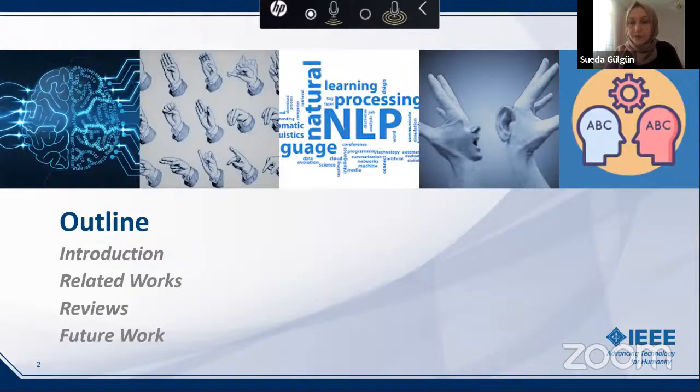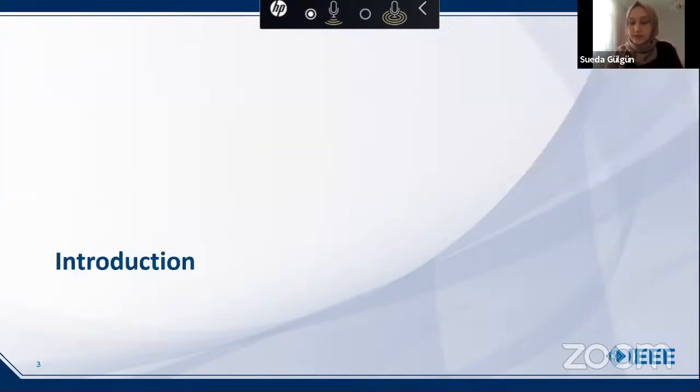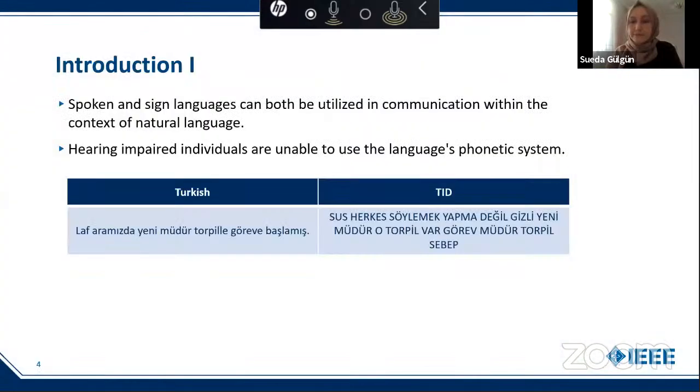While defining the topic, we try to put forward the observations obtained from field studies and the literature research, the significance of the problem, and the expectations of hearing impaired individuals. So let's start by understanding the problem. As we all know, one of the most essential needs of human life is communication. And communication can be achieved through natural or artificial language.